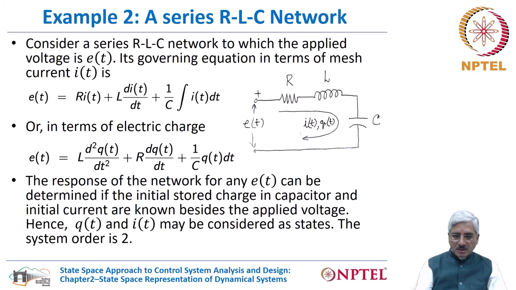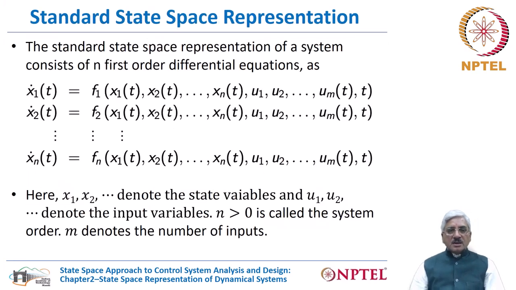Well, these two examples are just to demonstrate how we could choose the set of quantities which may constitute the system state, although the quantities are not unique. Now, with this background, let us come to the standard state space representation of dynamical systems, which was introduced in the 60s. The standard state space representation consists of n first order differential equations given as this.